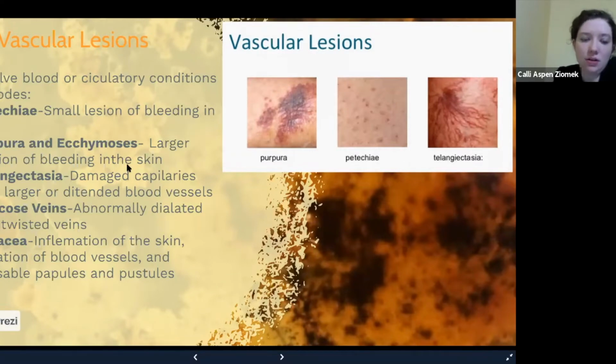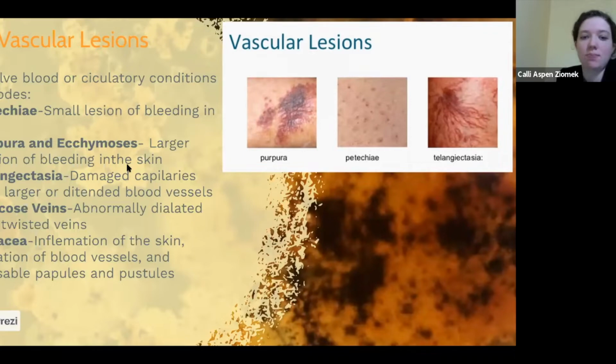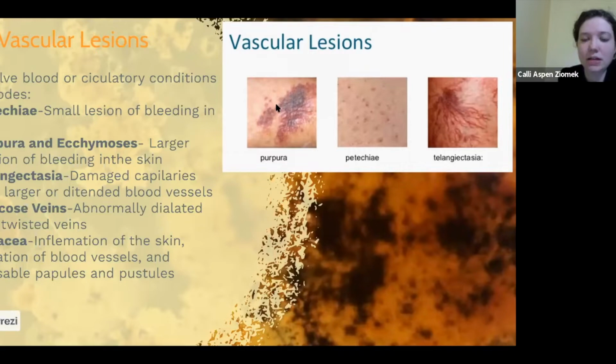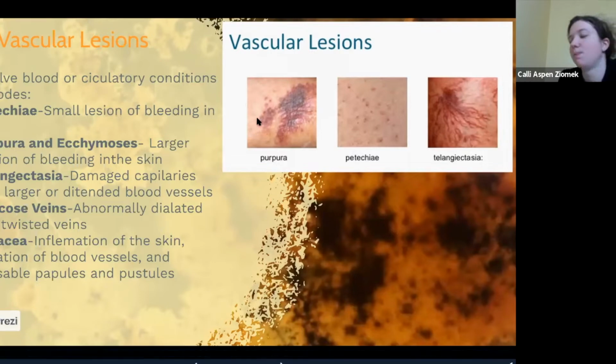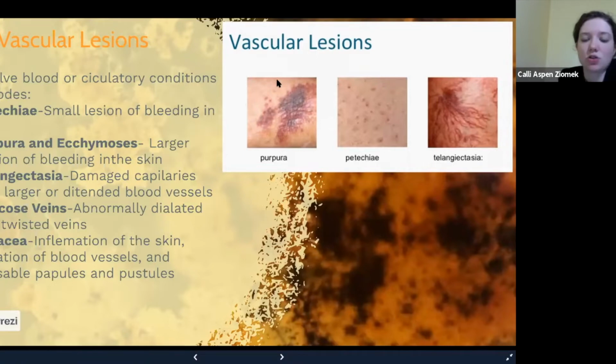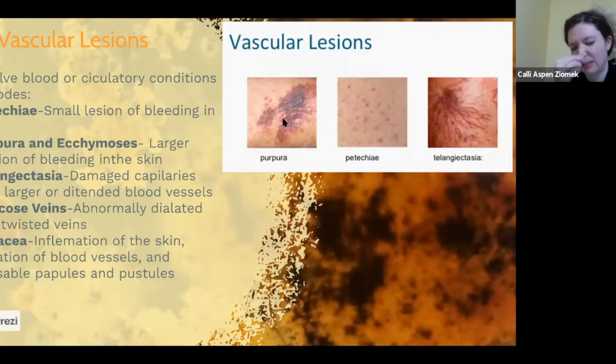Purpura or ecchymosis is a larger lesion of bleeding in the skin. That's this second one, or this first one that you see. This you'll generally see in your older clients, just because their skin is a lot thinner, and anytime they bump their elbow on a counter, their skin will start to bleed, but it won't actually cause an opening in their skin, but their skin will still bleed. So it's just a very, very, very extreme bruise.